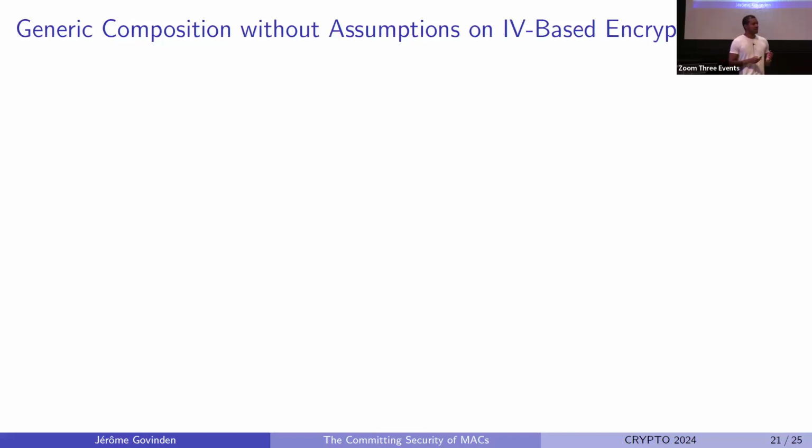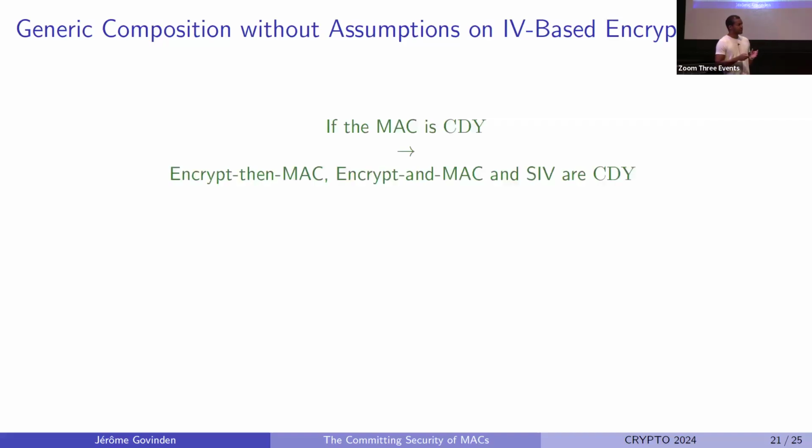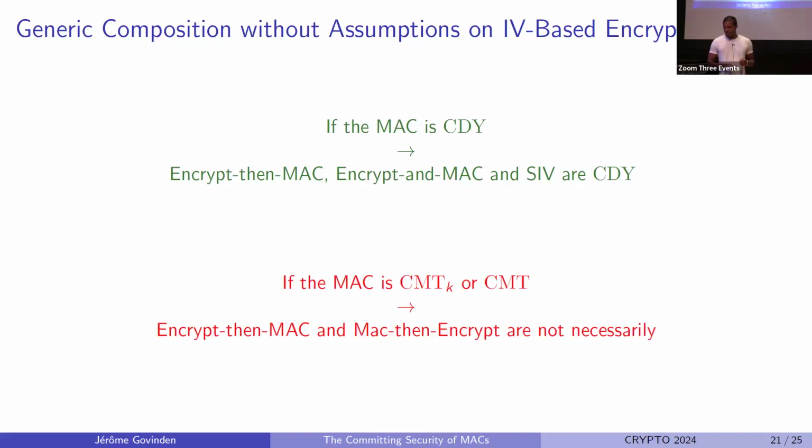But what we already know is that we can build some key committing, context committing, or context discovery secure MAC. So the question now is, could we pass this property to the AEAD while we have no assumption on the encryption part? For context discovery security, this is a positive result. If the MAC is context discovery secure, then encrypt-and-MAC and SIV are also context discovery secure. However, for commitment security, it's a bit different. You have a negative result, which is if the MAC is key committing or context committing, then encrypt-then-MAC and MAC-then-encrypt don't inherit these properties.